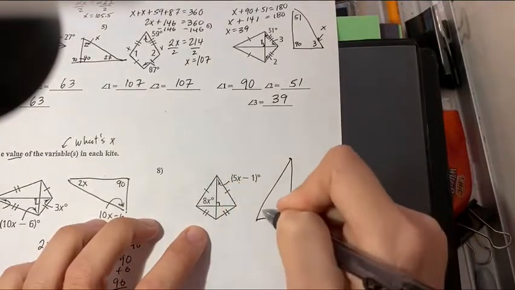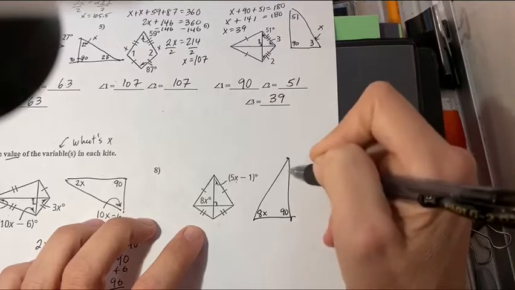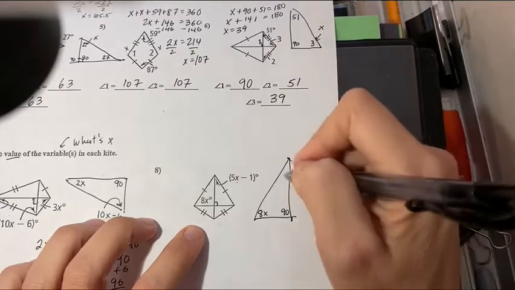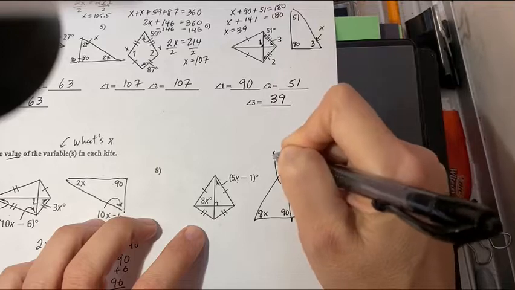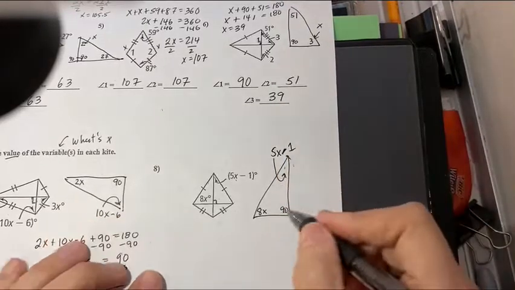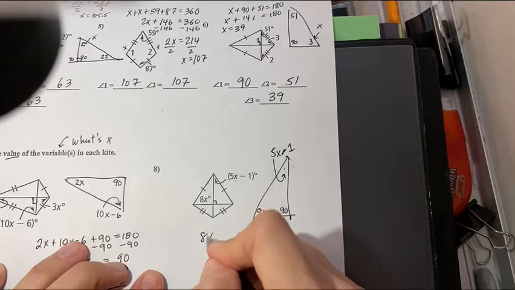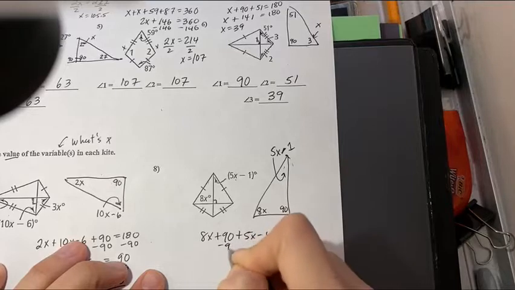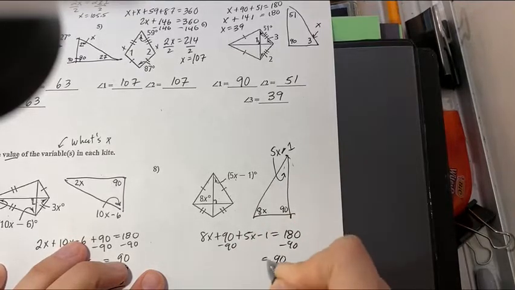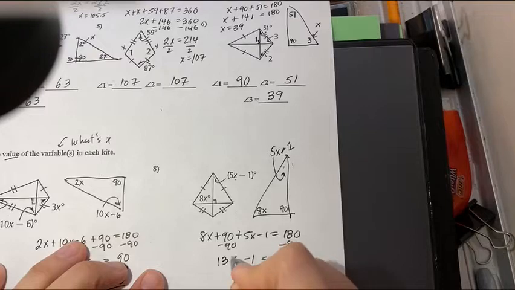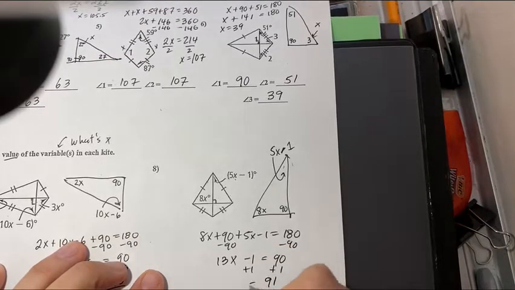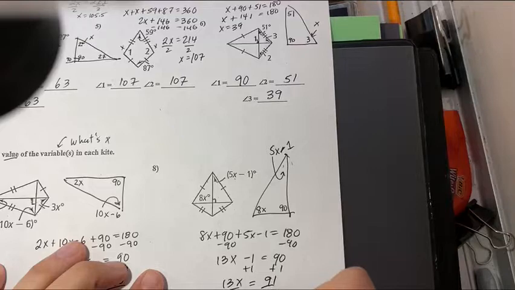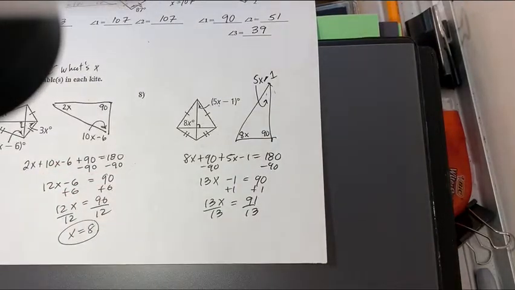I'm just going to redraw it. That's 8x. We know this is 90. And if this is 5x minus 1, this also would be 5x minus 1. Okay, so these would add up to 180. Then I get x is 7.